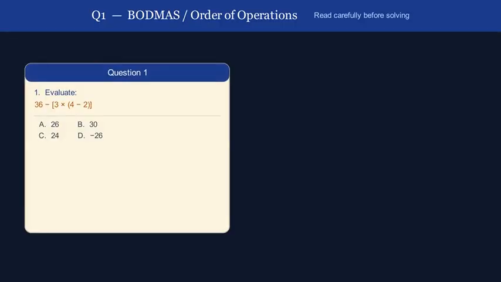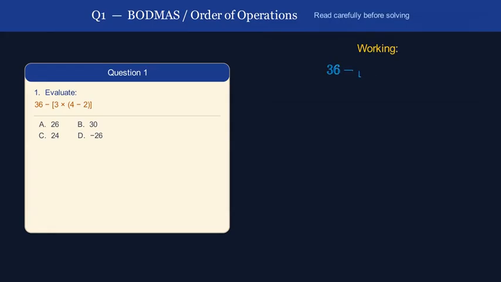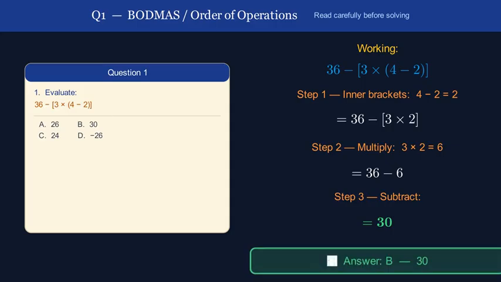Let's begin. Question 1. 36 minus into bracket 3 times into bracket 4 minus 2, close the bracket. This question tests the order of operation, BODMAS. Always work inside the innermost bracket first. So we start with 4 minus 2 to get 2, then we move to 3 times 2 to get 6, then now we subtract the 6 from 36 to get our answer as 30.